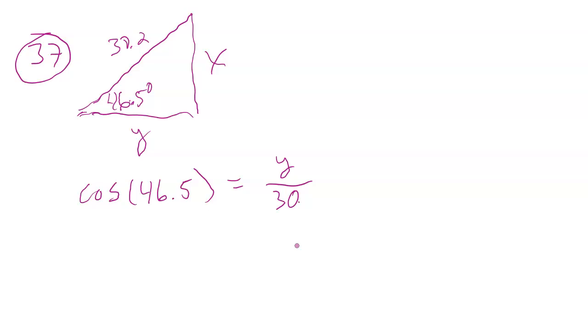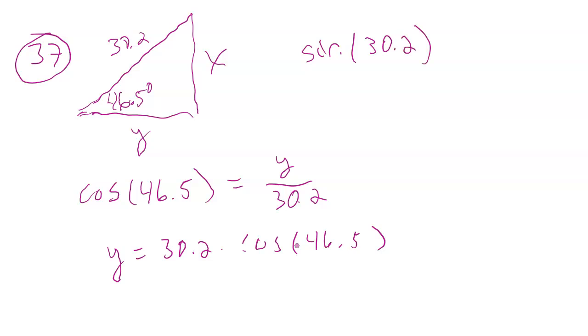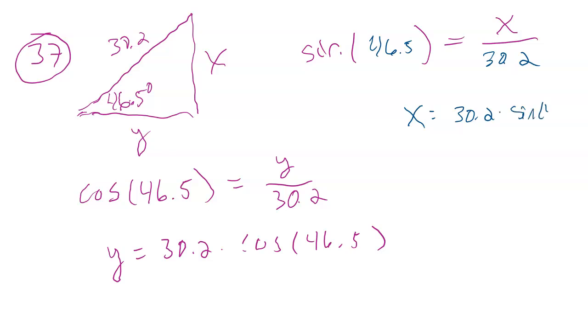This is very interesting. I thought it was a different type of problem. So you get y is equal to 30.2 times cosine of 46.5. Then x would be the opposite. So you'd say sine of the angle, which is 46.5, is x over 30.2. So x is equal to 30.2 times sine of 46.5.